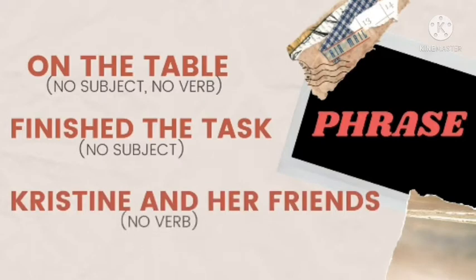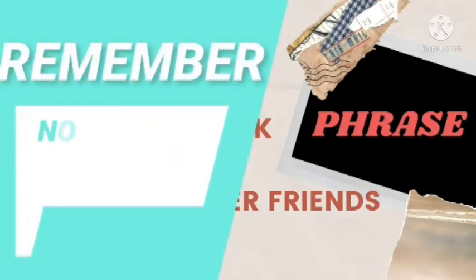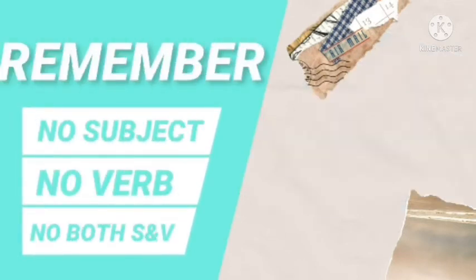Look at the group of words Christine and her friends. These words can be considered as a subject, but it lacks a verb. There is no action done by Christine and her friends, so this is also a phrase. Always remember, a phrase can have a subject or a verb, but does not contain both. A group of words without a subject nor a verb is also a phrase.